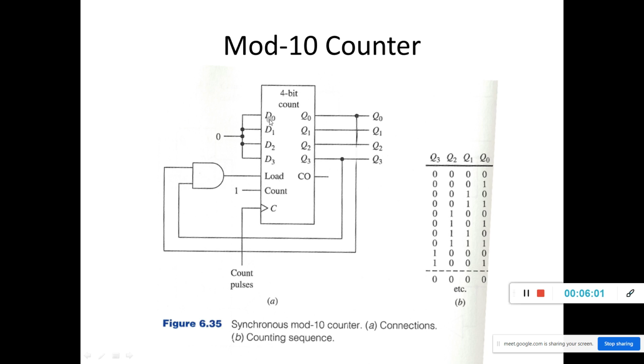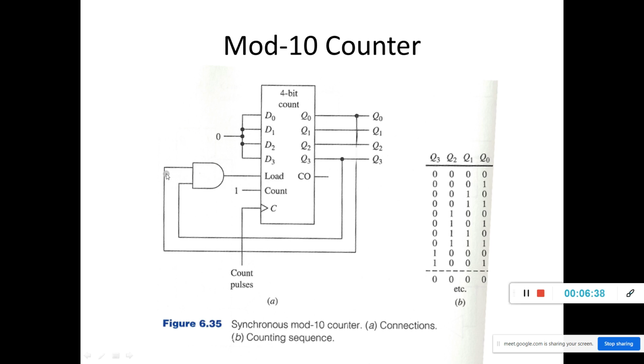Load signal has higher priority than the count. So once the load is 1, D0, D1, D2, D3 will be loaded with 0 upon the occurrence of the positive edge of the clock. Upon the next positive edge of the clock, it will be loaded with state 1, that is 0, 0, 0, 1. So it will count up till 1, 0, 0, 1. Totally 10 states. So this 4-bit binary up counter is modified with the help of the AND gate to count only 10 different states. So it is known as a mod 10 counter.